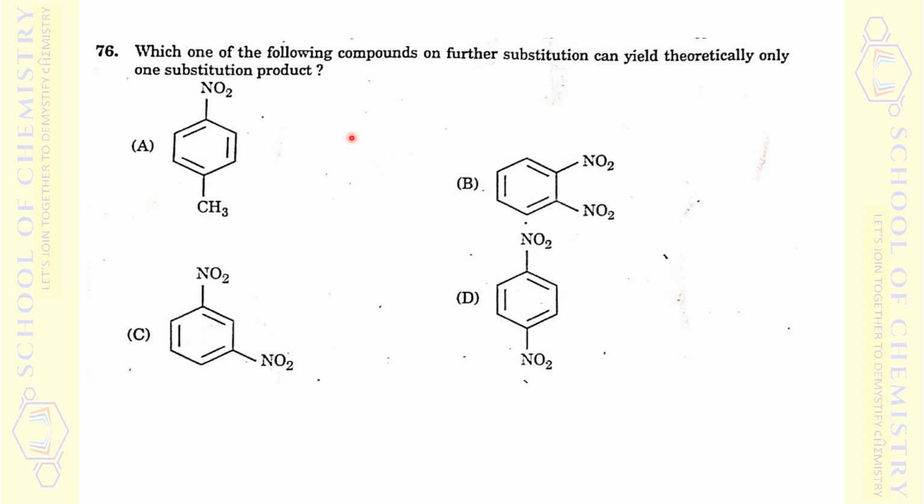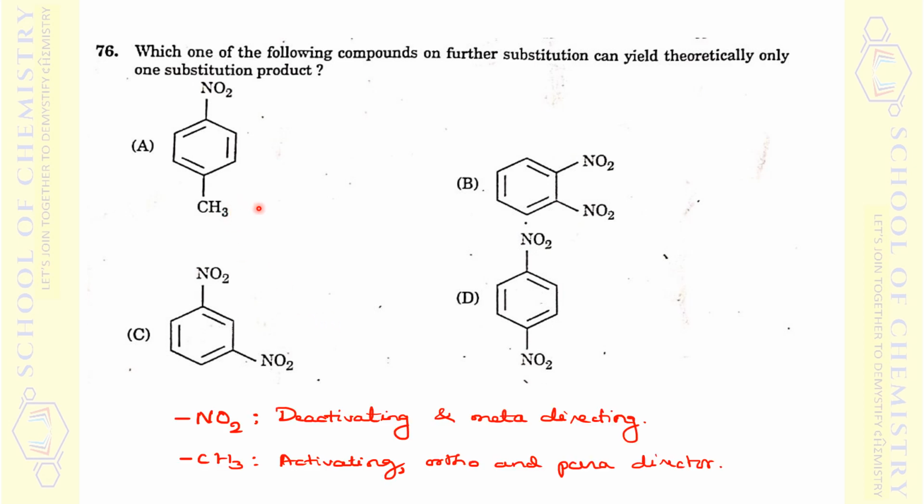76th question. Which one of the following compounds on further substitution can yield theoretically only one substitution product? This is an interesting question. First thing we should know, two different types of substitutions we can find, nitro groups, and in only one case you have methyl. In all other molecules it is a nitro group. So the directing ability of these groups you should know.